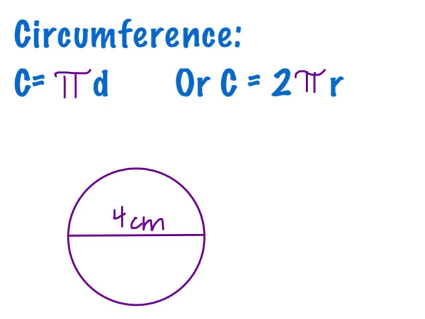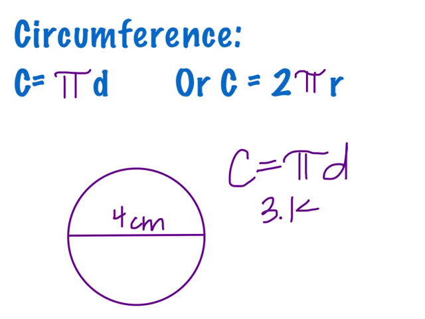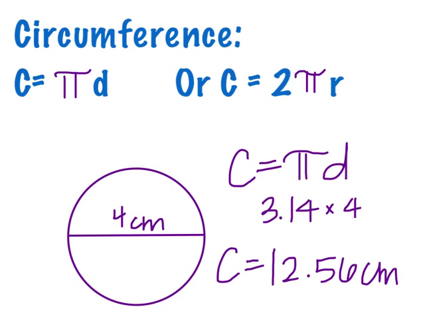In example 1, the diameter is 4 centimeters. Since we have diameter, we're going to go with this formula. So we write circumference equals pi times diameter. Pi, we'll use 3.14 times our diameter is 4. Pause and find the answer. The answer is 12.56 centimeters. Circumference is one-dimensional, so our answer is just in centimeters, not centimeters squared.